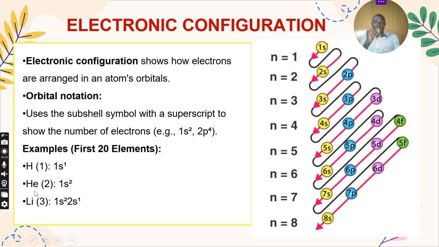And then helium has 2 electrons. It will be 1s2. It cannot fill subsequent energy levels because the number of electrons is just 2, so they will just fill the first energy level and the first subshell. Lithium has 3 electrons, 1s2 and then 2s1. So the first subshell and the first energy level has been filled, and then the next subshell is in the second energy level, 2s1, as you can see.